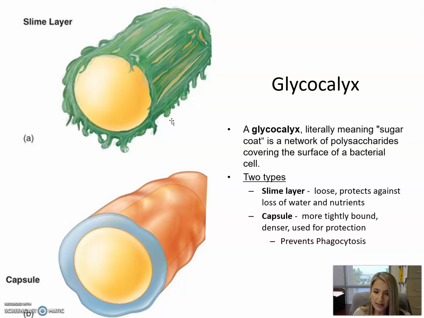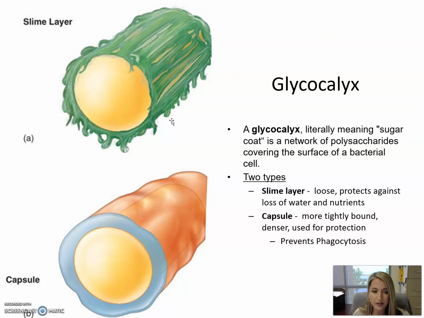The slime layer does have a high concentration of water, so if a bacterial cell found itself in a dry environment without moisture, if it had a slime layer, it could utilize some of the water from the slime layer to survive in that dry environment for an extended period of time. Whereas if it got into a dry environment and didn't have a slime layer, it would dehydrate much faster, shrivel up, and die. So a slime layer is typically loosely associated with the cell and helps protect bacterial cells against dehydration.